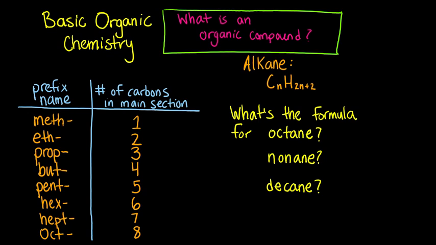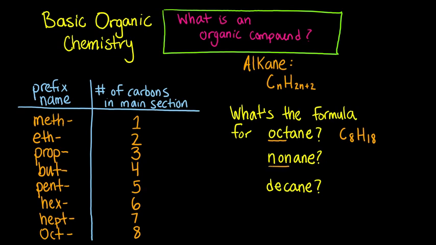In answering the question, what is the formula for octane? Oct is the prefix for 8, which means there are 8 carbons. So it is C8. To determine the number of hydrogens, double 8 to 16 and then add 2, which means that there will be 18 hydrogens in octane.